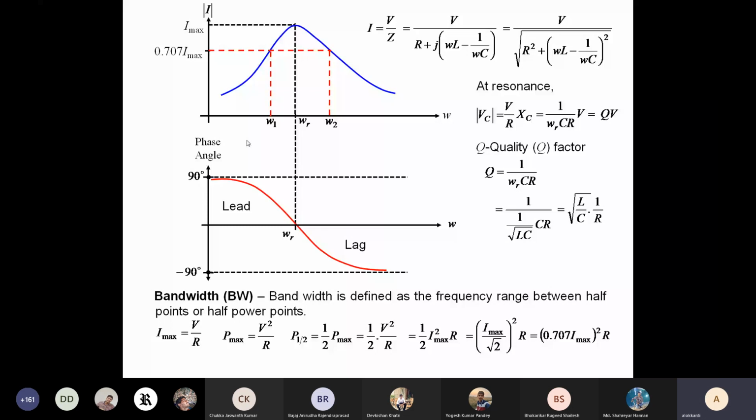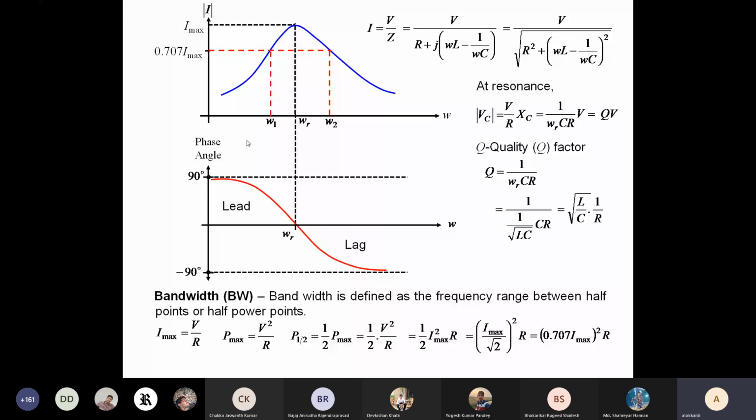So the job is to find out these omega 1 and omega 2, where the half power occurs. If you know omega 1 and omega 2, one is lower and the other is higher, you can even find out the difference. So that is basically the bandwidth.